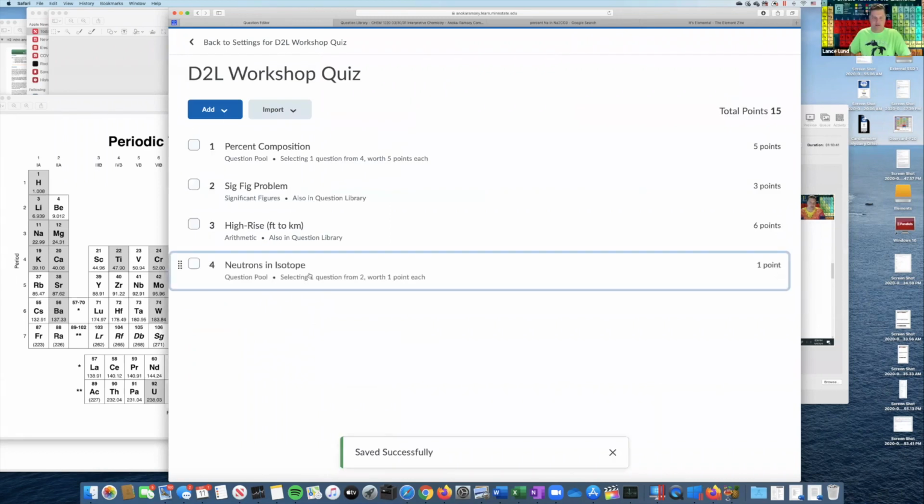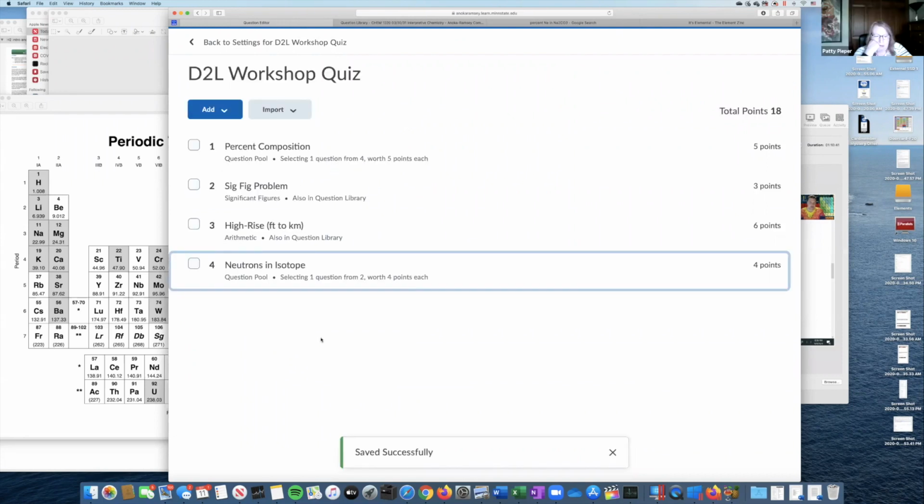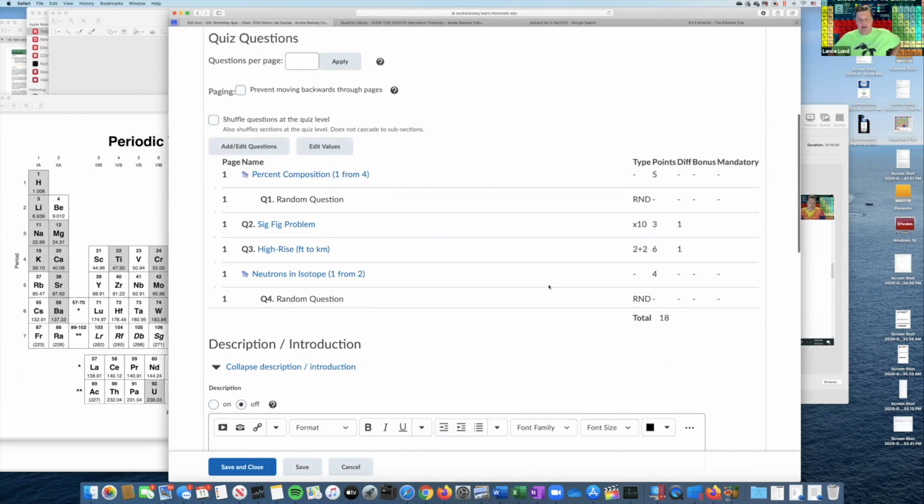Oh, we forgot to do that. So let's see. We come back here, we click on it, and we want these to be 4 points each. Right? Okay. Click on save. And now we can go ahead and go back to our quiz setting. And it tells us that this is worth 18 points. That Neutron's question here is worth 4. It's going to pick 1 out of those 2.